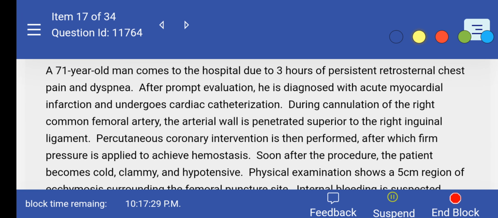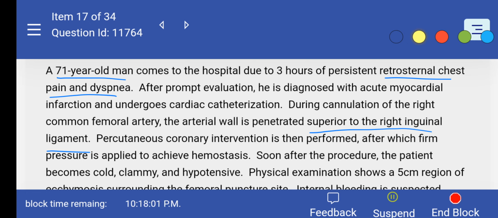Now, question number 17. A 71-year-old man comes to the hospital due to 3 hours of persistent retrosternal chest pain and dyspnea. After prompt evaluation, he is diagnosed with acute MI and undergoes cardiac catheterization. During cannulation of the right common femoral artery, the arterial wall is penetrated superior to the right inguinal ligament. Percutaneous coronary intervention is then performed, after which firm pressure is applied to achieve hemostasis.